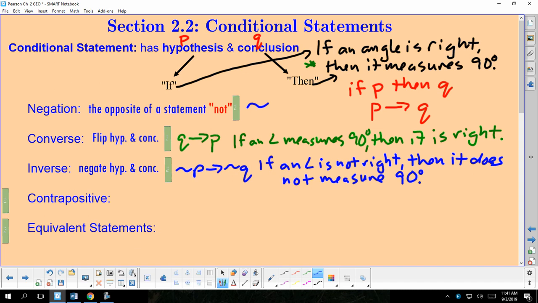Questions so far? We have a lot of writing. Moving forward. The contrapositive is next. The contrapositive is flip and negate the hypothesis and conclusion. So the inverse of the converse. So this one goes, and this one is red, if not Q, then not P.